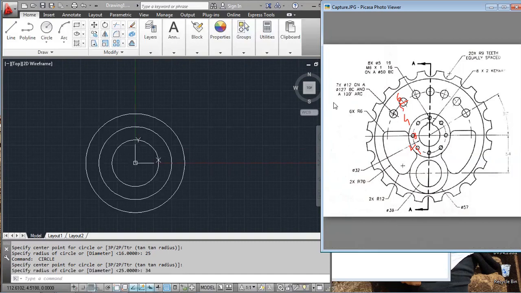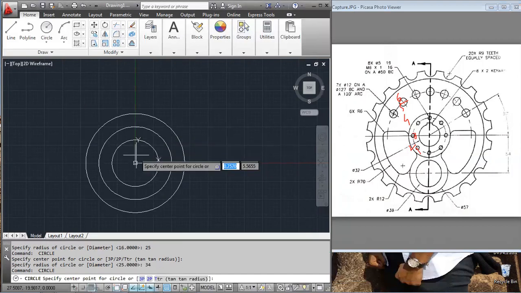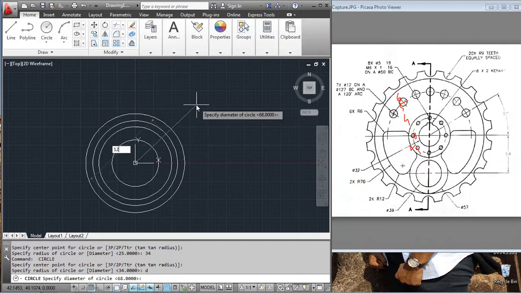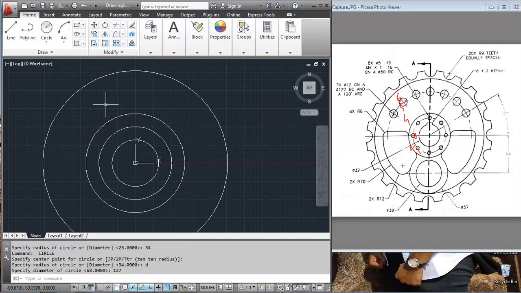So this one, 127 is its diameter. So the diameter D would be 127, right? Enter. So this is the fifth one, right? 1, 2, 3, 4. Fourth one actually, 1, 2, 3. This is the fourth one, not the fifth one. This should have been the fifth one anyway. So let's draw this one. This one has a different dimension. Let's look for the dimension.